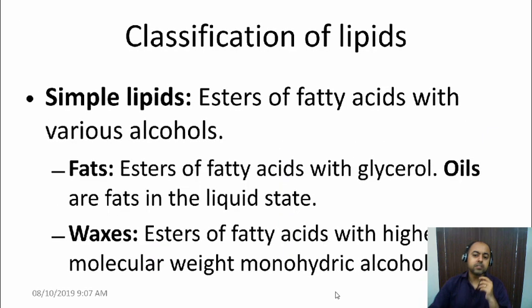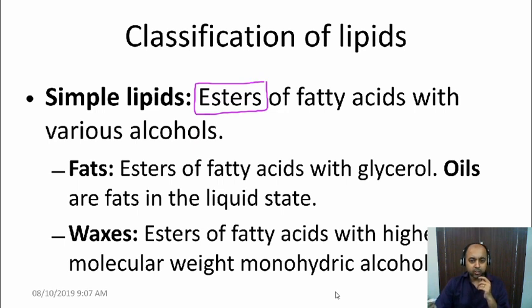So simple lipids are esters of fatty acids with various alcohols. So these are the pure chemical form that we had mentioned, the chemical part of the definition. They are fatty acids attached to alcohols via the ester link. So they are esters of fatty acid with the various alcohol. The name says they are the simple lipids.